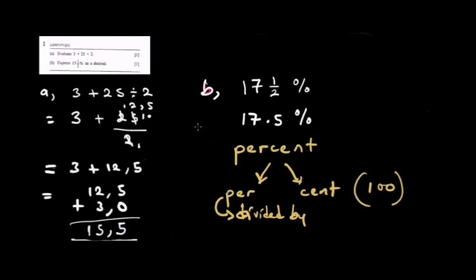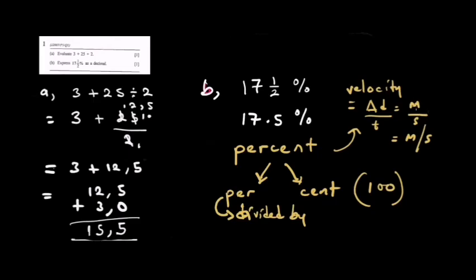Maybe let us use velocity just as an example. If we need to use velocity, we know that velocity equates to a change in displacement over time, of which displacement is measured in meters and time is measured in seconds. That's why the unit is meters per second, which also means meters divided by second. So if we have 17.5%, it simply means 17.5 divided by 100.